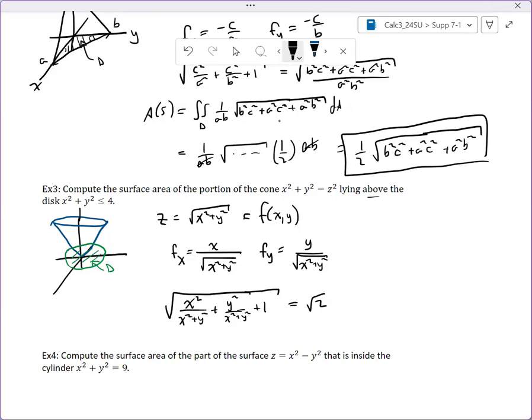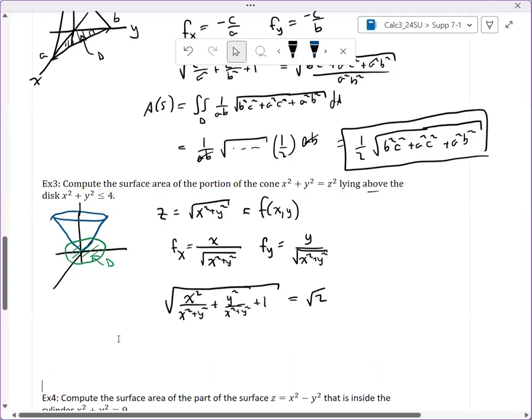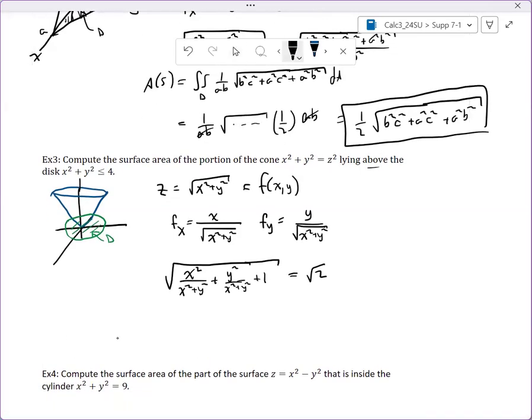So this cone actually turns out pretty nicely. And then our surface area is the double integral of square root of 2 dA. And here we have a circle of radius 2. Its area is going to be pi r squared, it's going to be 4 pi. So we end up with 4 root 2 pi as our surface area.